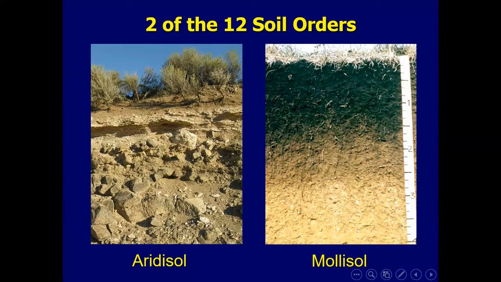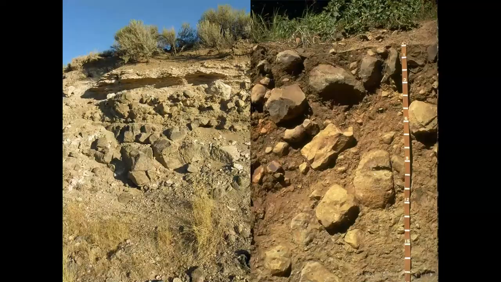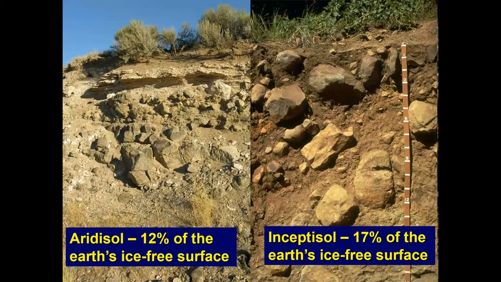Here are a couple of soils. Look at these 2 soils, the aridisols and the inceptisols. A third of the Earth's ice-free surface are these kinds of soils. And so they don't grow a lot of food for humans. A third of the ice-free surface.